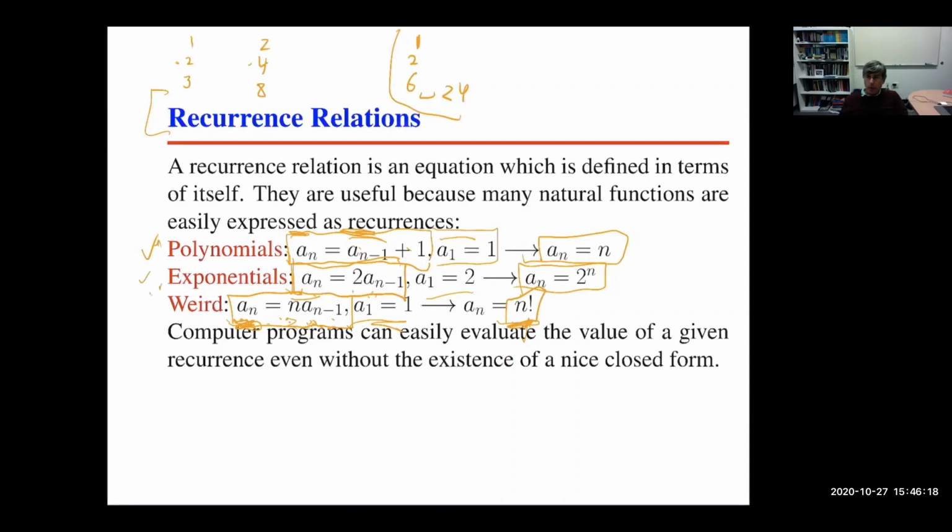Okay? But again, a lot of functions can be generated by recurrence relations. And if you give me a recurrence relation, I can easily evaluate it by writing a recursive program to do so. Any questions about that? Okay.